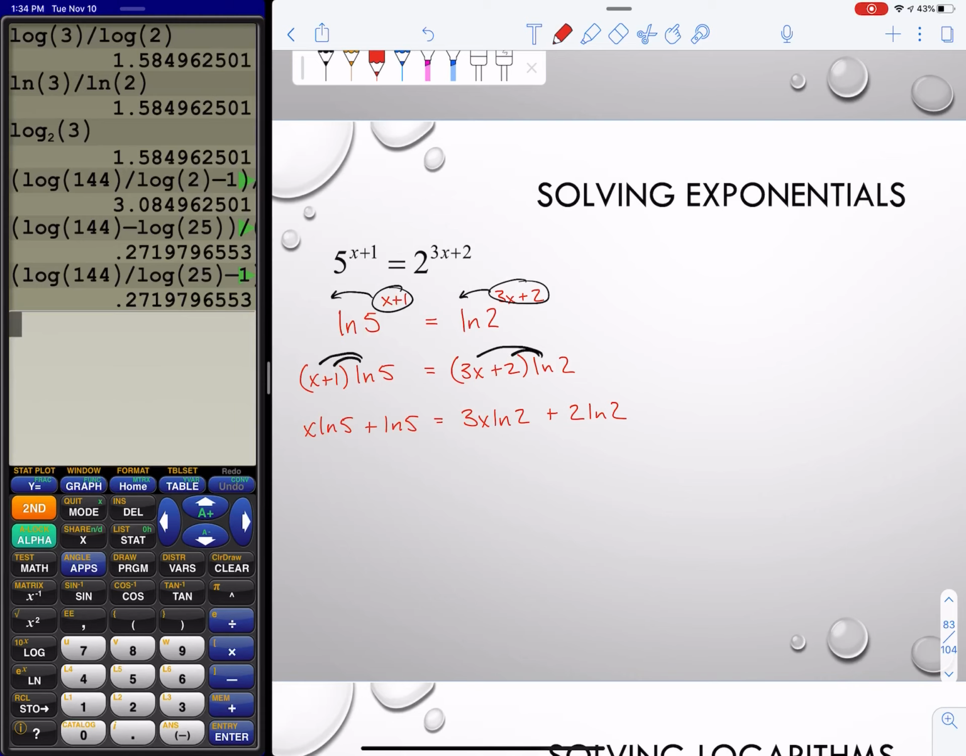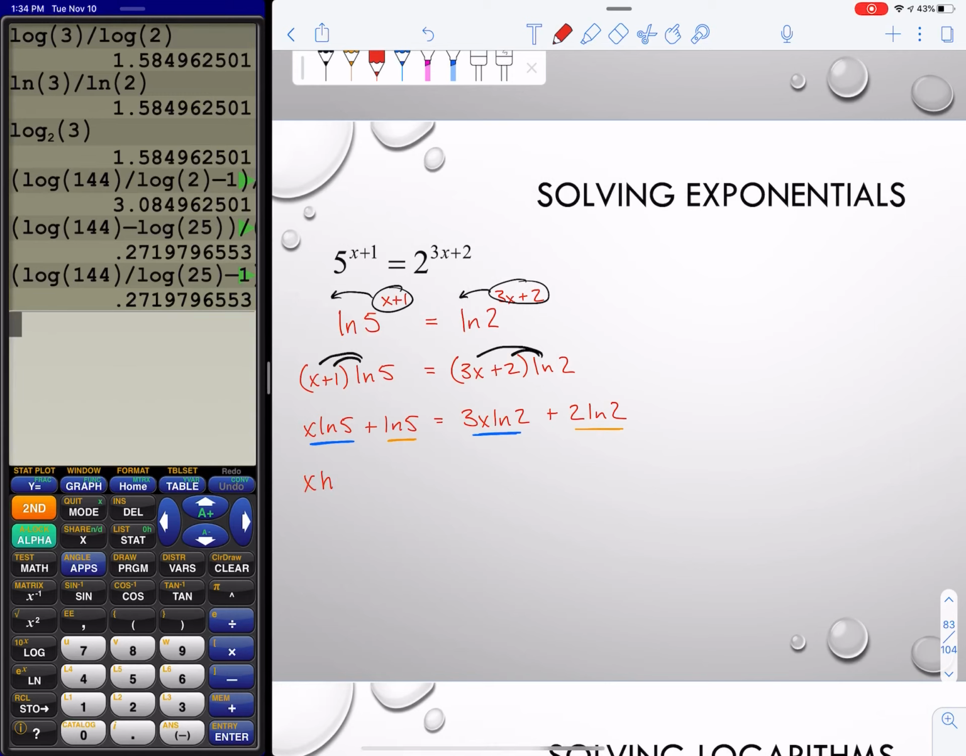Now, here I've got things that are not going to be like terms, right? But what I do have are 2 terms that have an x in them and 2 terms that have no x's in them. So even though I can't combine them, I want to get everything with an x on one side of my equation and everything without an x on the opposite side. So when I rearrange, we're going to have the following.